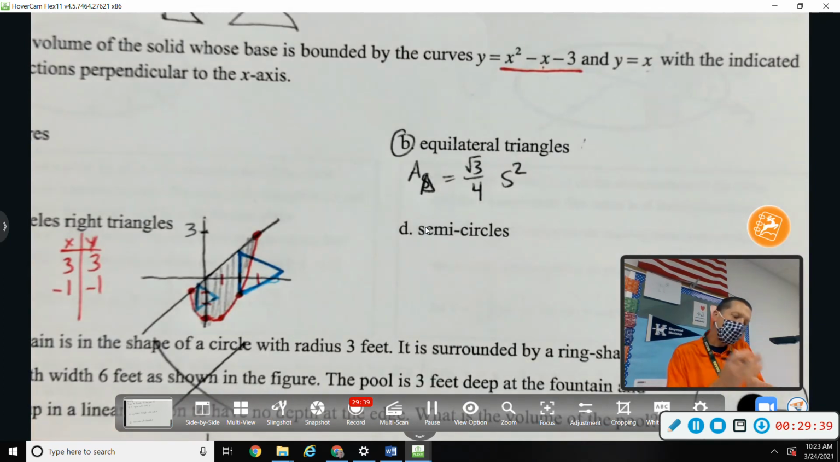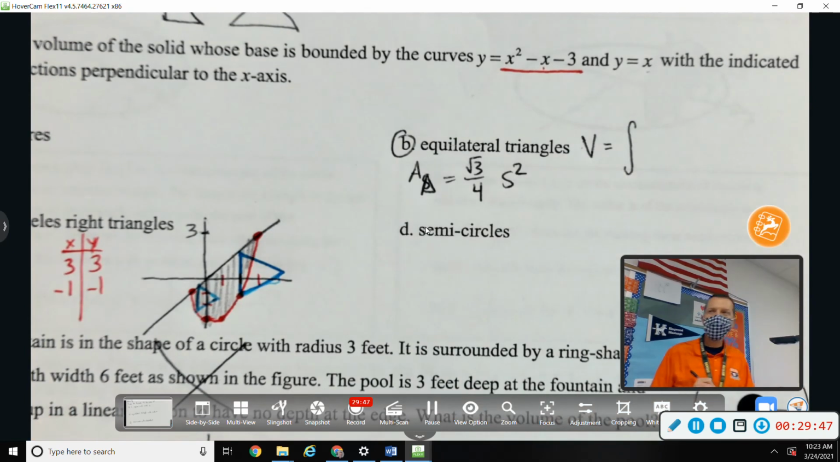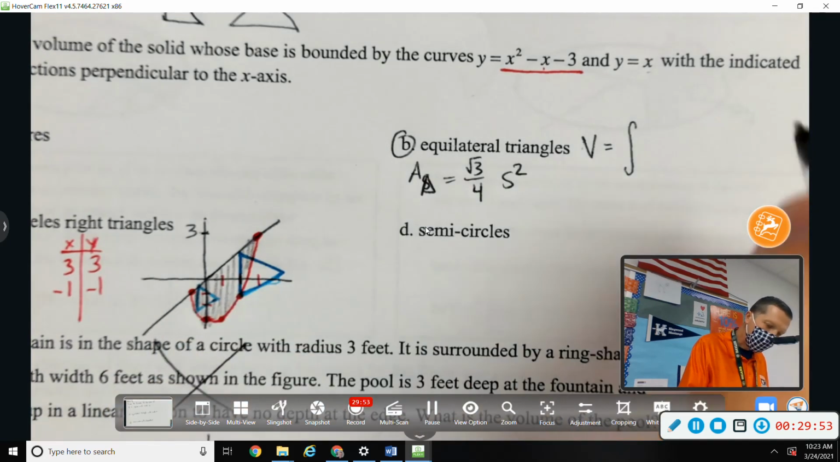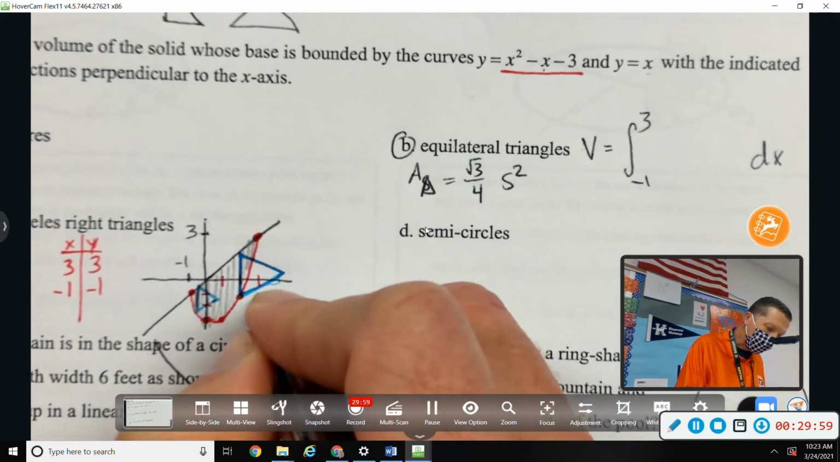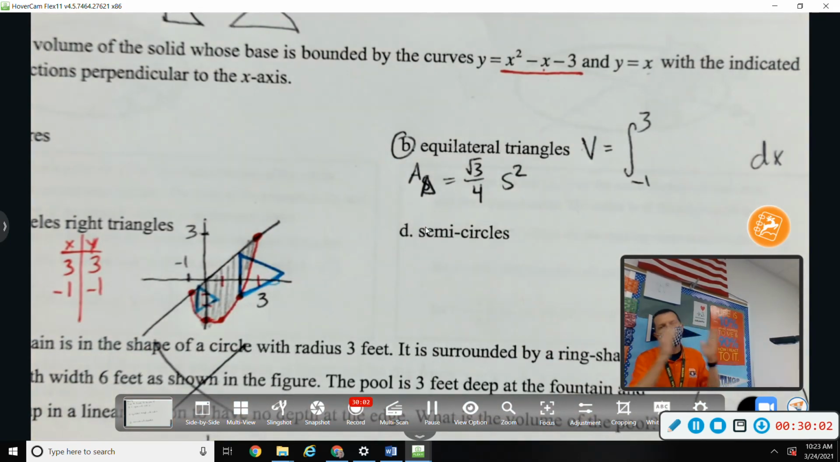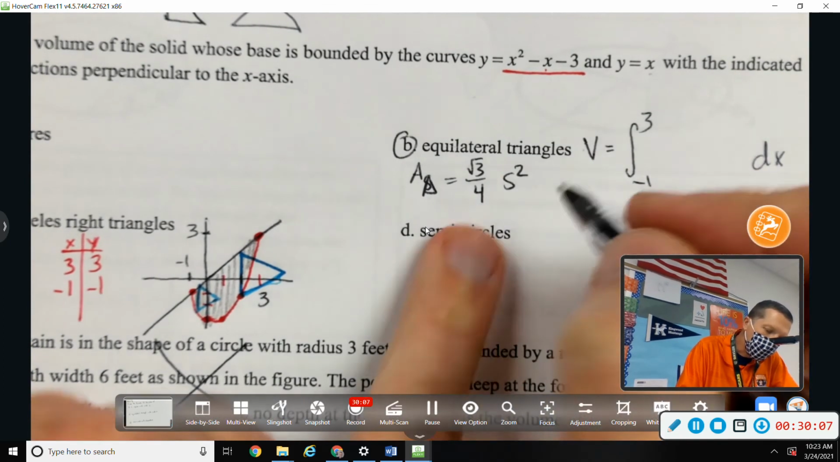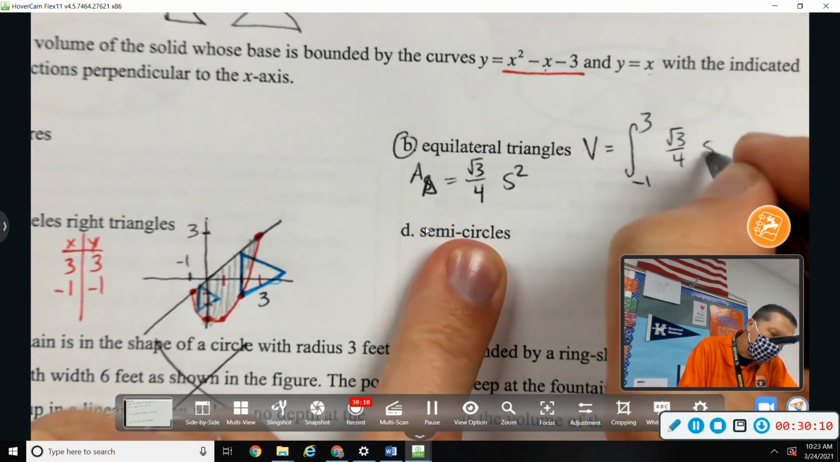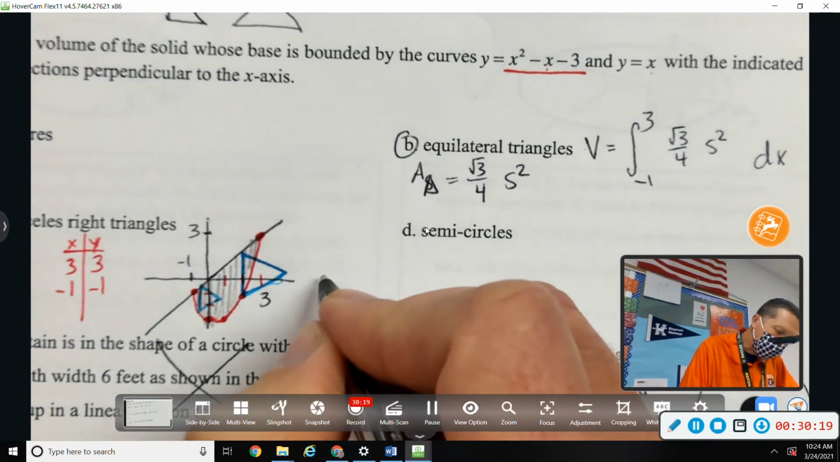All right, so I want to add up all of the triangles that are there. So the volume is the sum, the integral, the antiderivative, from what to what? Negative 1 to 3, because those were the intersections. So that makes the bounds. And we're adding up the area of a triangle, which I already wrote. So I'm going to put root 3 over 4 times s squared in there. But I need to now figure out what S is equal to.